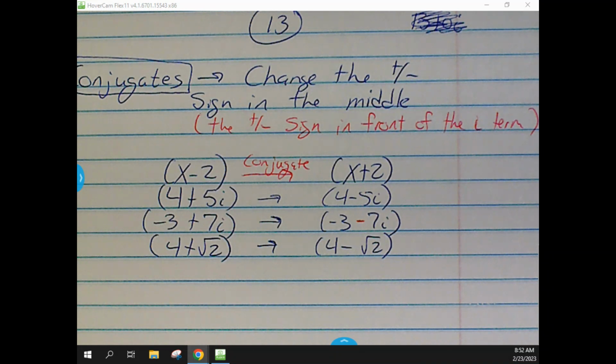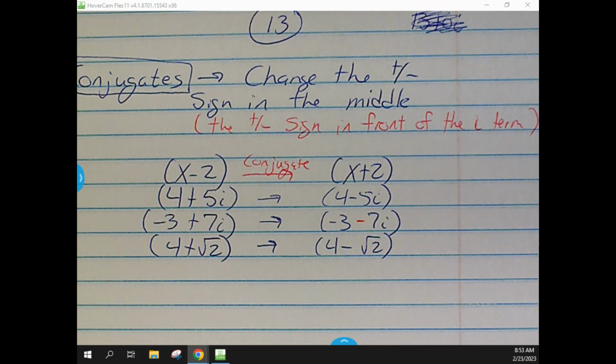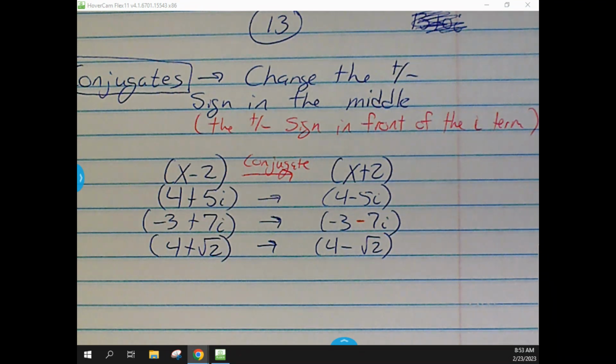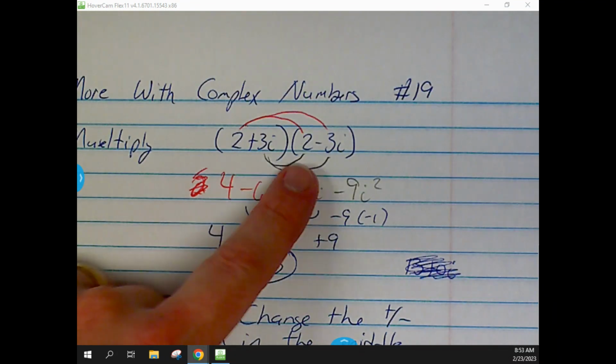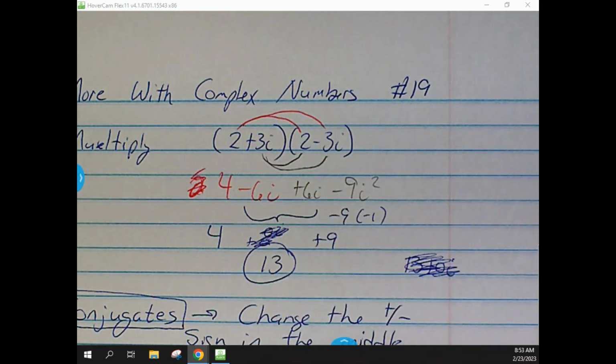All right, now here's the big thing with conjugates. Here's where this comes in, and here's what happens with those. If you go back to the one back up here in the beginning, the x minus 2 and the x plus 2, what happens when you multiply two conjugates together? The middle term will always cancel out, right? When we did 2 plus 3i and 2 minus 3i, these terms in the middle always cancel each other out.